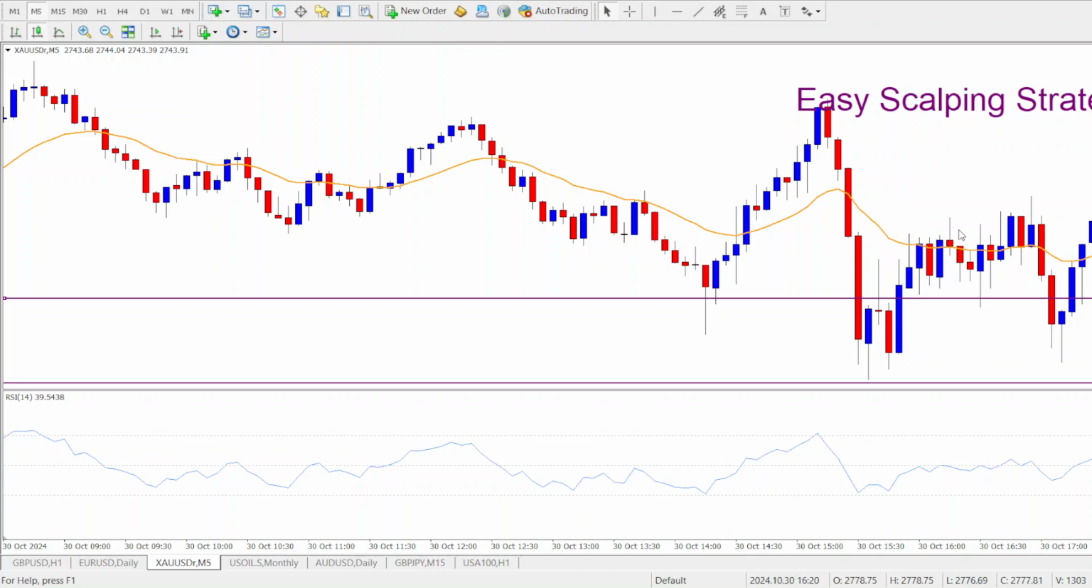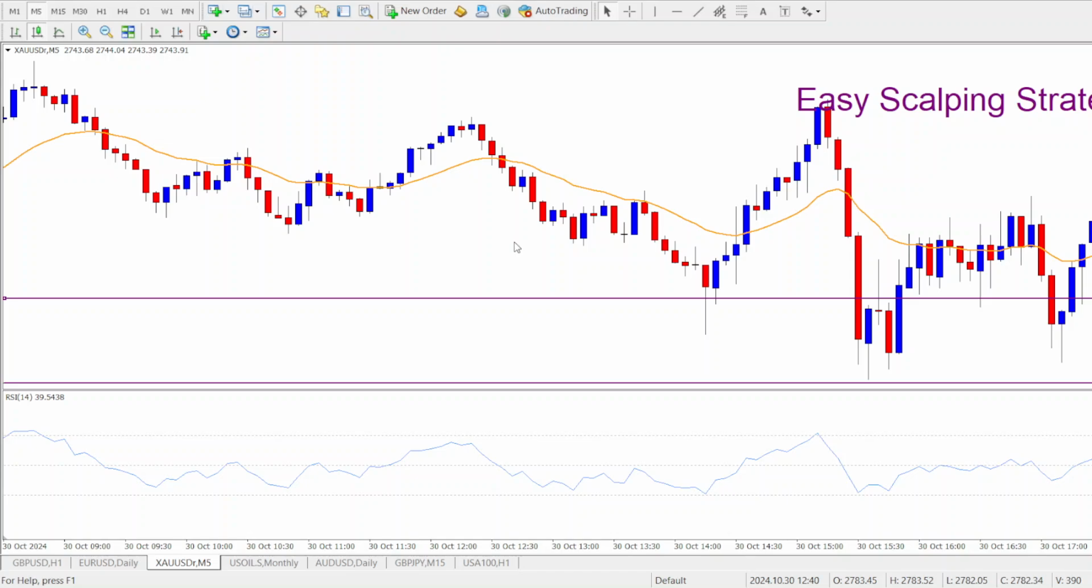Now, when it comes to timing, scalping works best during high volume sessions like the London or New York opens. This is where volatility is high, giving us more movement in short bursts. Also, stick to major pairs like EUR/USD or GBP/USD or gold XAU/USD. As you can see, this particular chart is XAU/USD. These are volatile pairs, okay? These pairs have the most volume, and it makes scalping more efficient, okay?